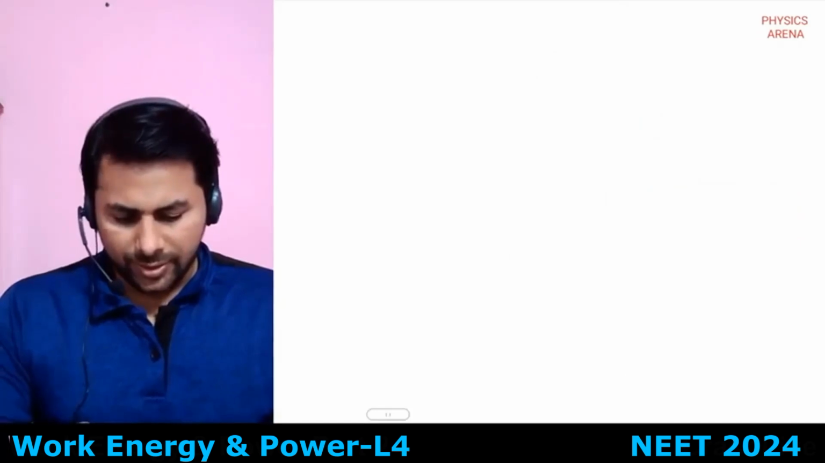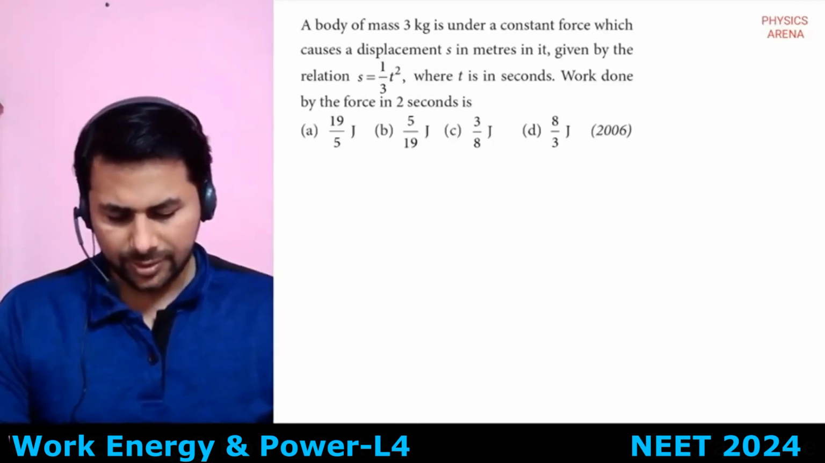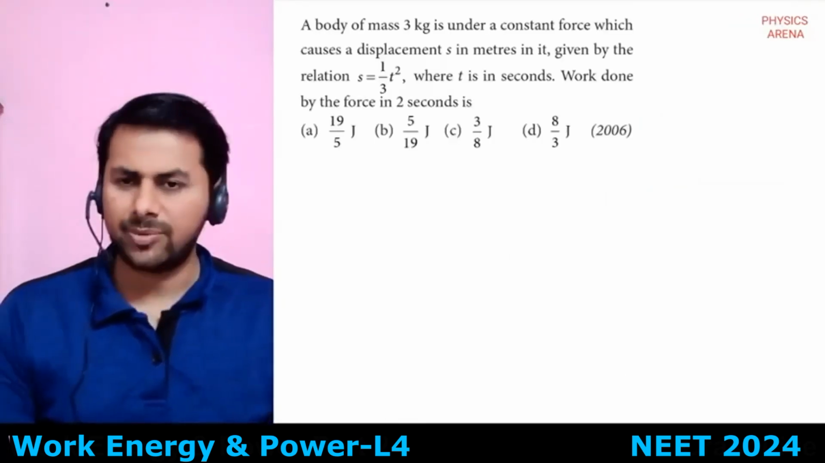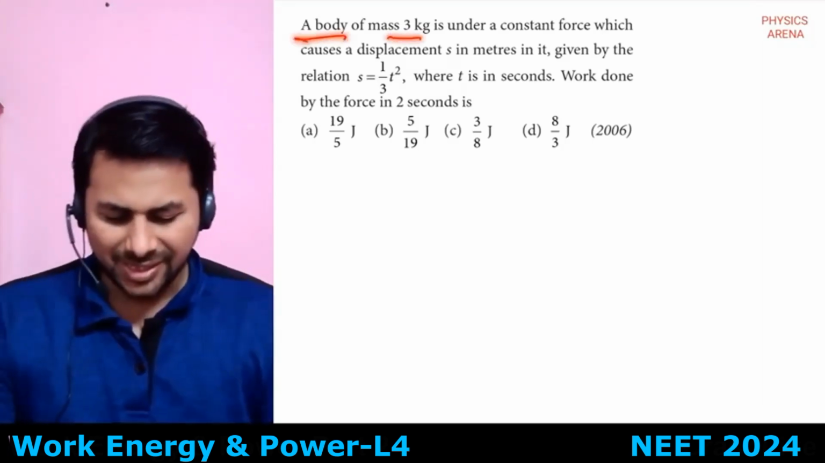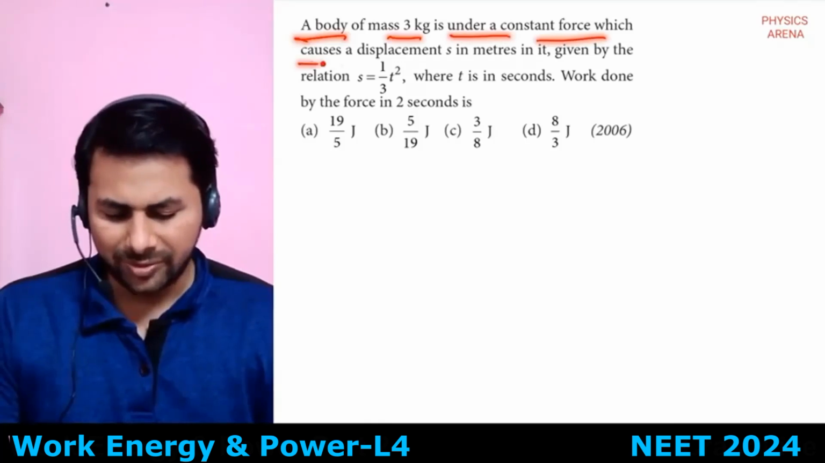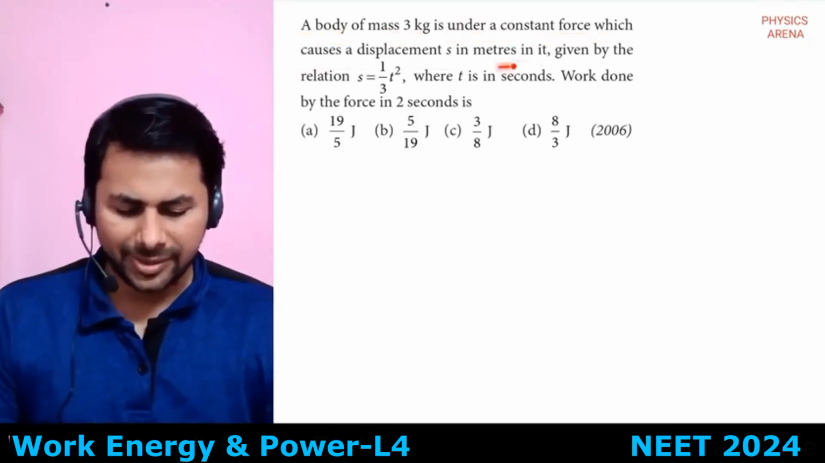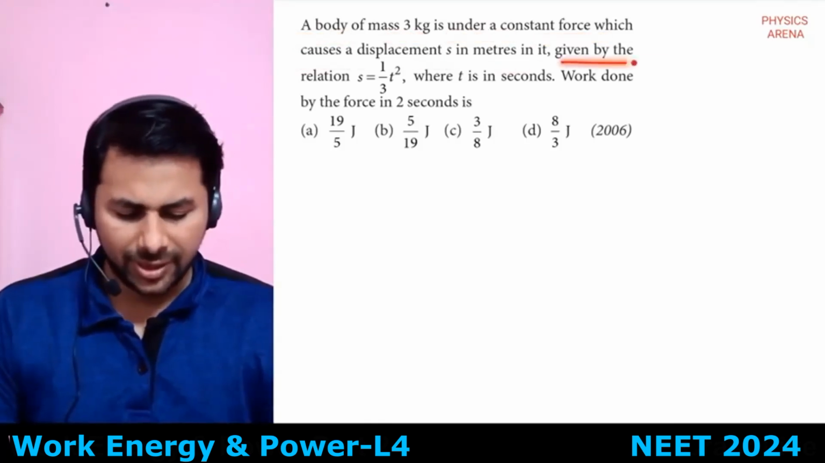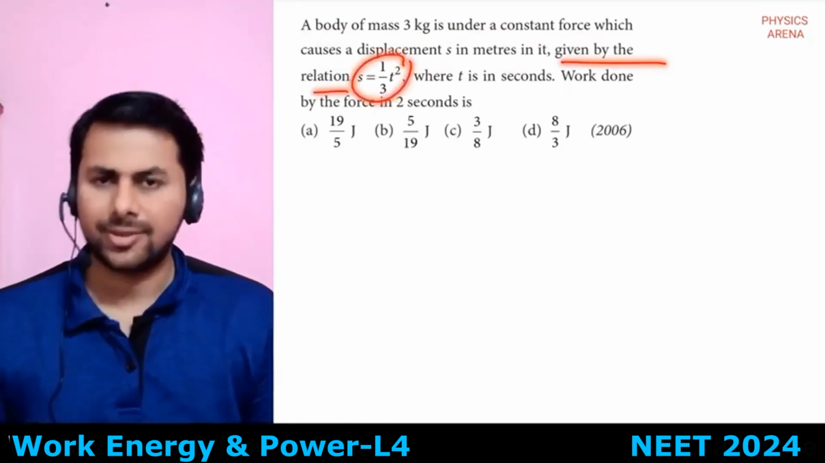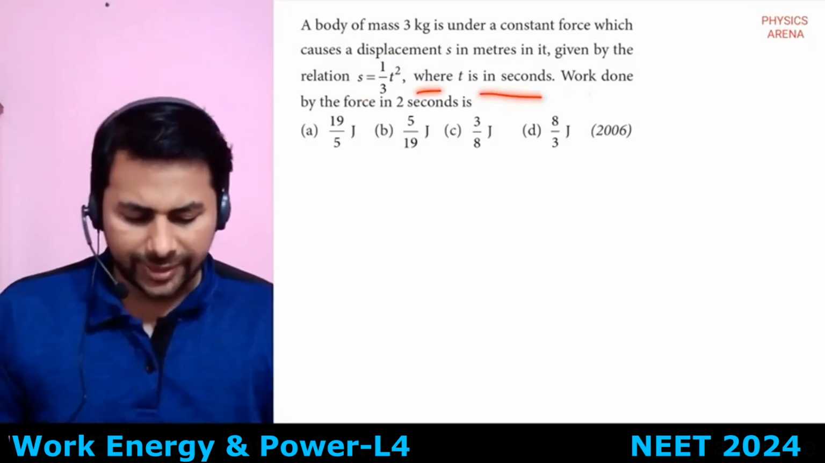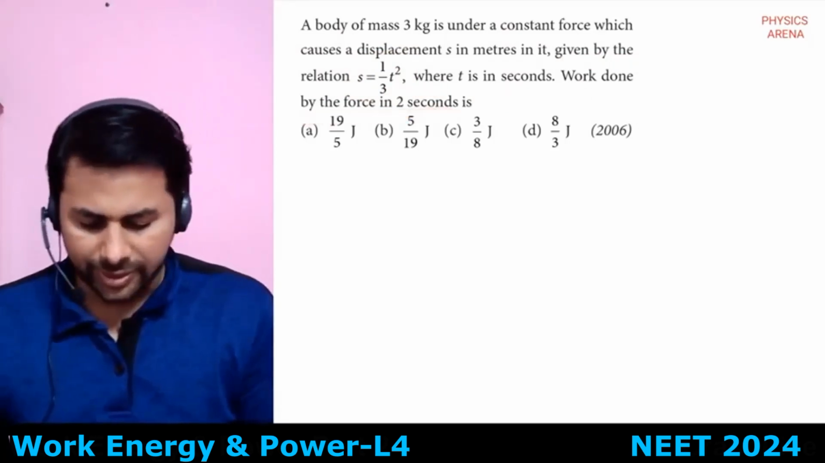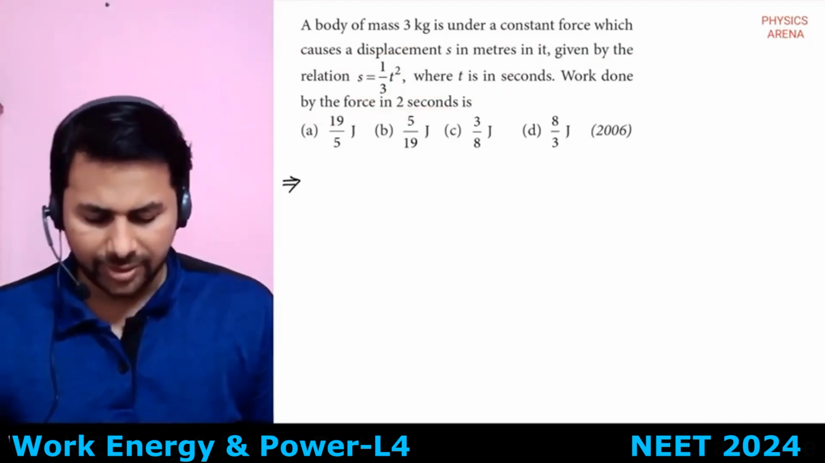Okay, so then let's see problems on the work energy theorem. A body of mass 3 kg is under a constant force which causes a displacement s in meters in it, given by the relation s = 1/3 t², where t is in seconds. Work done by the force in 2 seconds is, tell me.